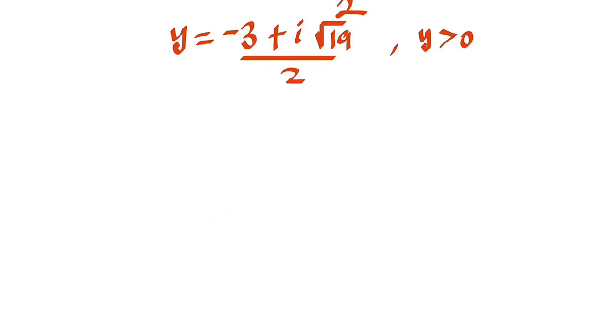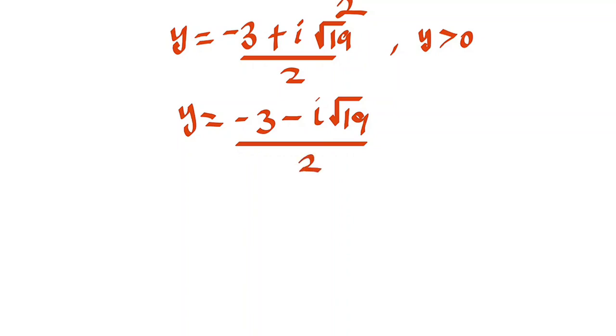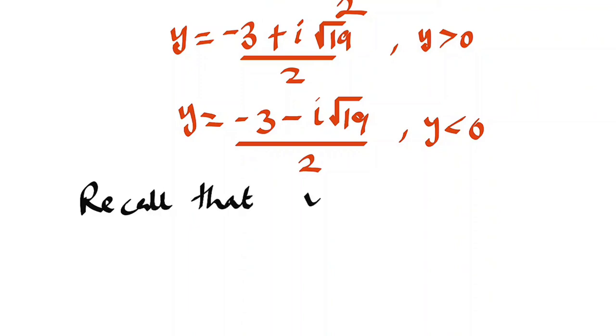So therefore, we have y equals minus 3 minus i root 19 divided by 2. This is when y is less than 0. Okay, but if you recall that y equals 7 to the power of x, and y must be greater than 0 here. So therefore, we are going to pick this one that is greater than 0.